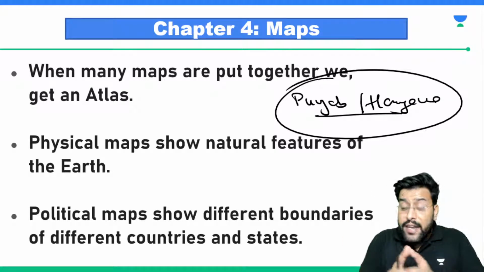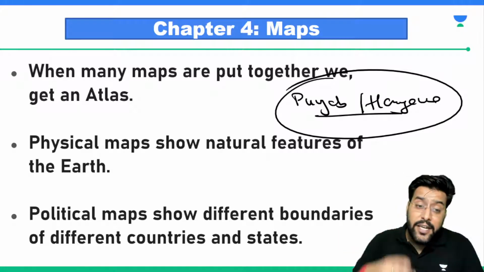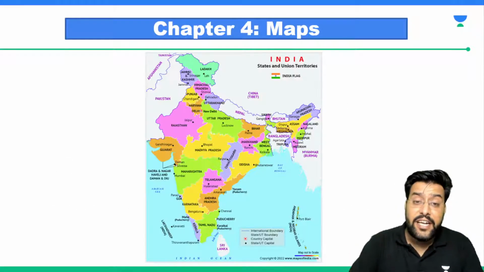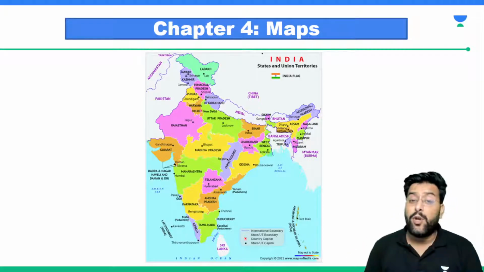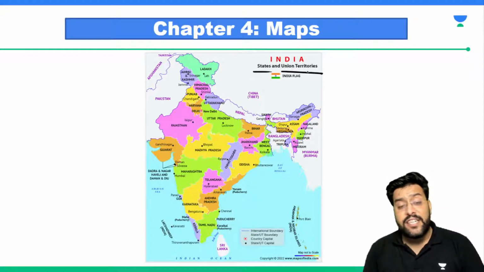So there is no natural division of the areas. It's the division that we ourselves created for the sake of convenience. And the classic example is, sir, India's political map will take into consideration states and UTs.